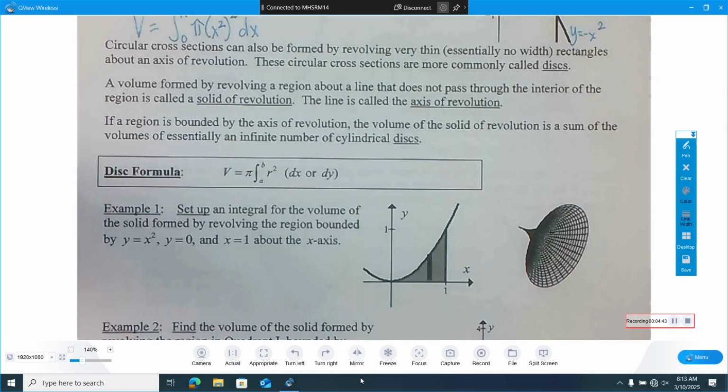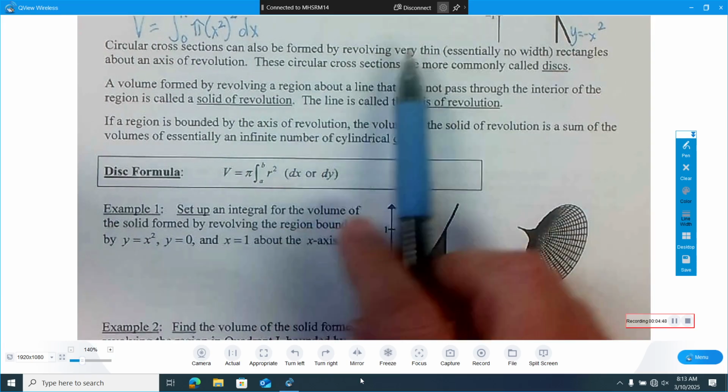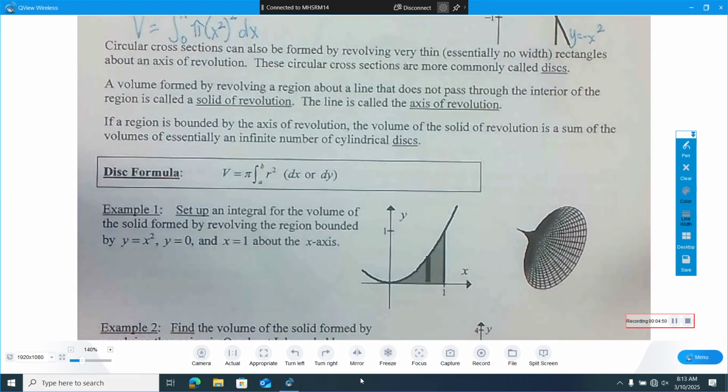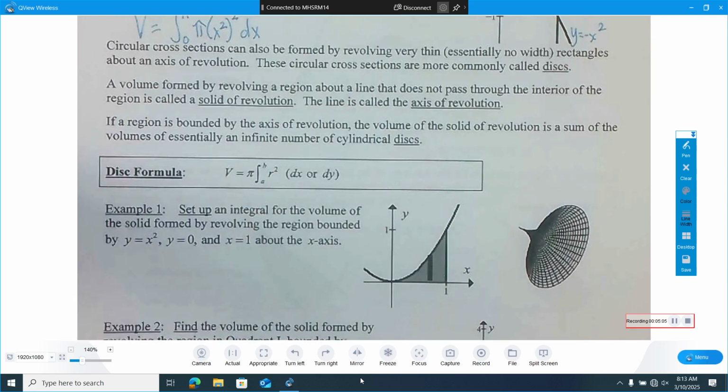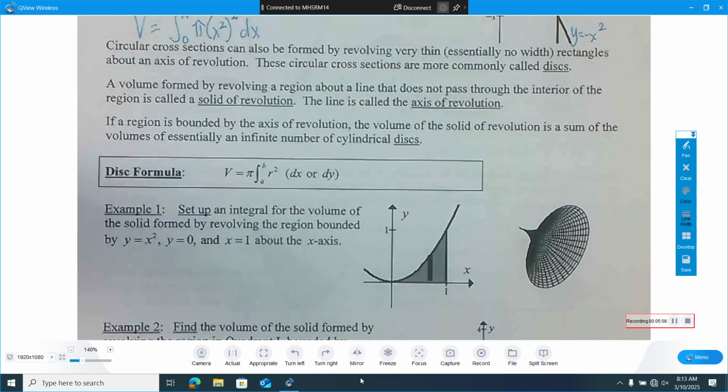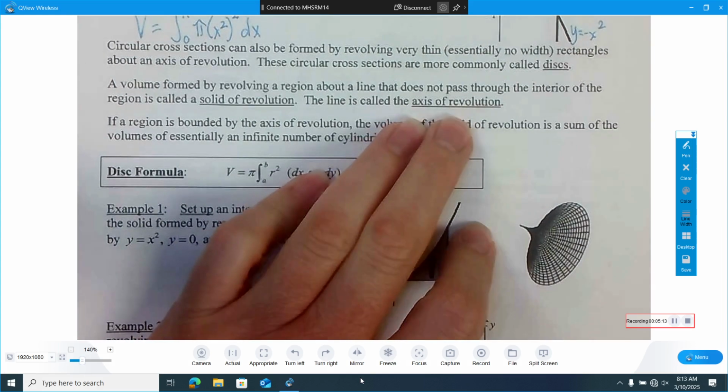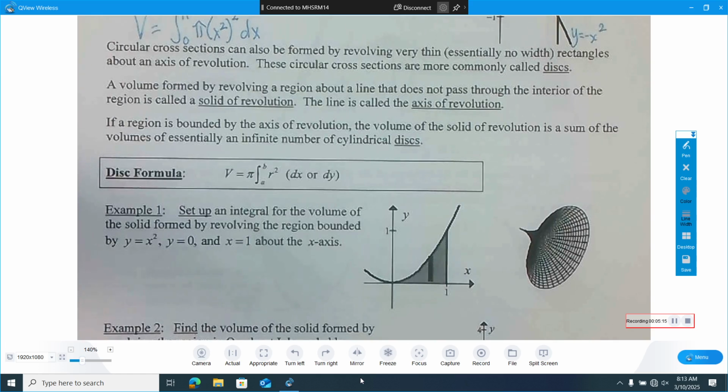So we can not only think about it in terms of circles here, but we can create circular cross sections by revolving a very thin rectangle around the axis of revolution. These circular cross sections are more commonly called disks. What we have today are volumes formed by revolving a region about a line. So we create what are called solids of revolution. And about the line we call the axis of revolution, which we'll be denoting with a little circular arrow.